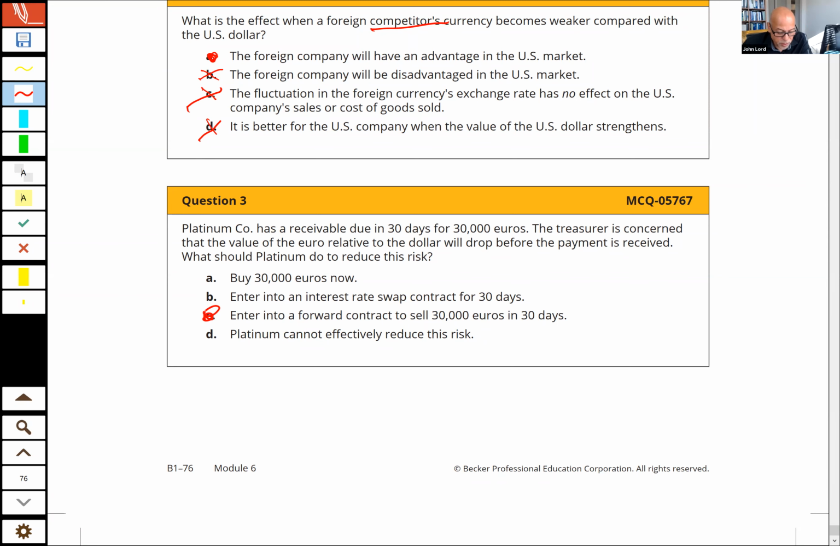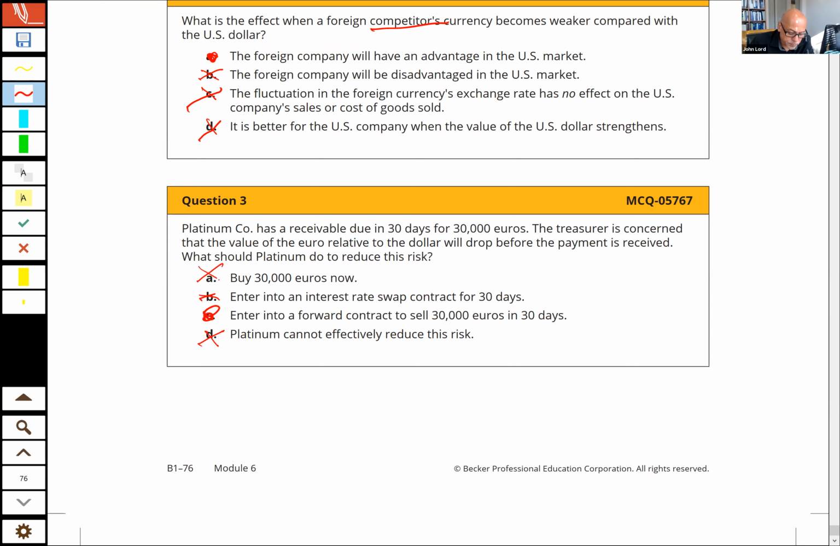Buy 30,000 euros now. Well, that won't necessarily help you because then it's still going to drop at some point in time. You lost on that. Enter into an interest rate swap. That's nonsense. Platinum cannot effectively reduce the risk. Yes, they can. That's a lot of what we've been studying here.